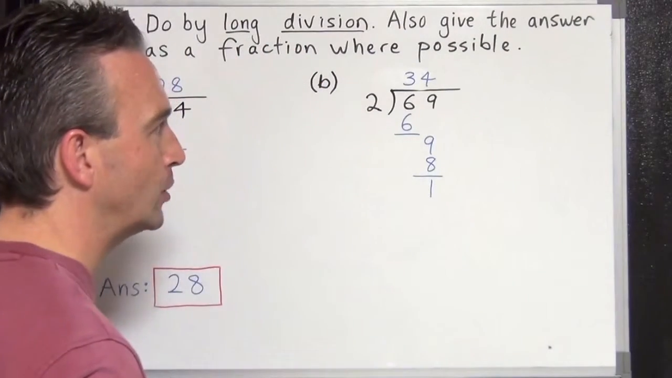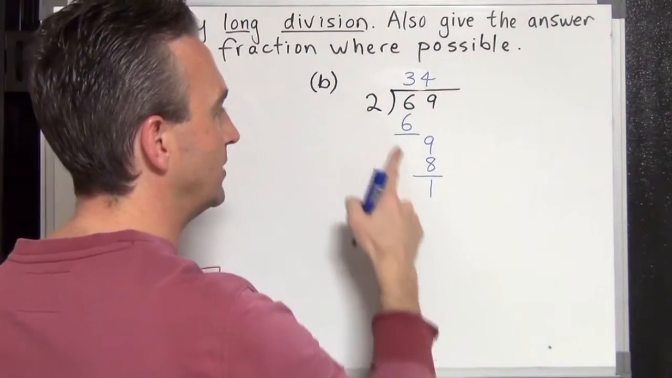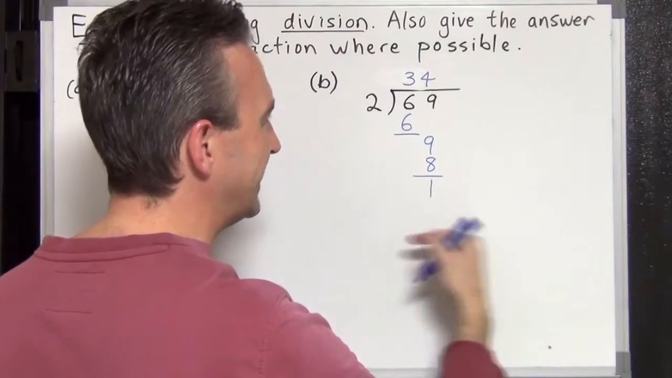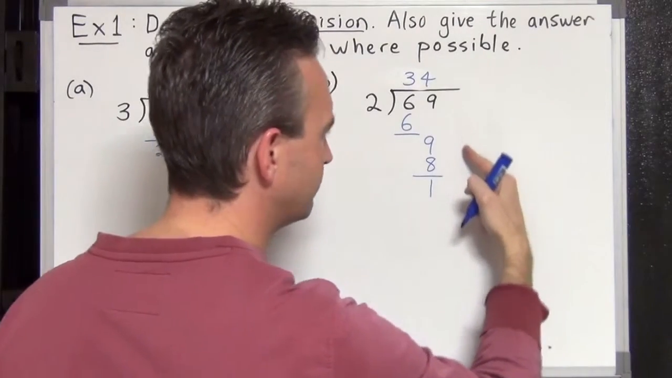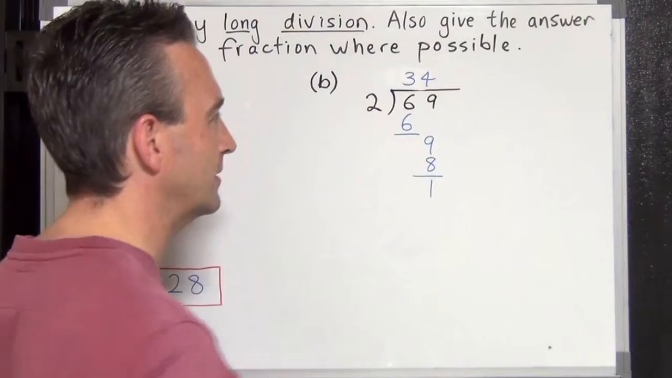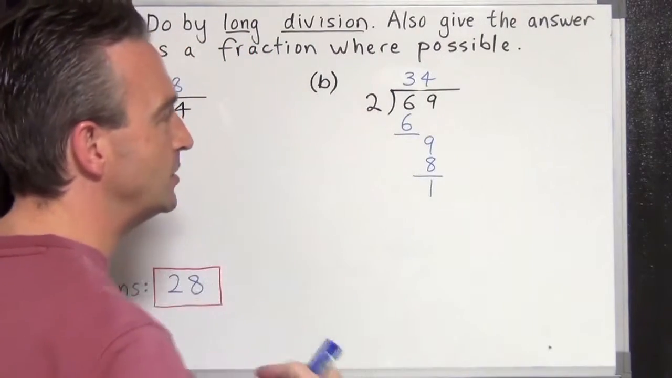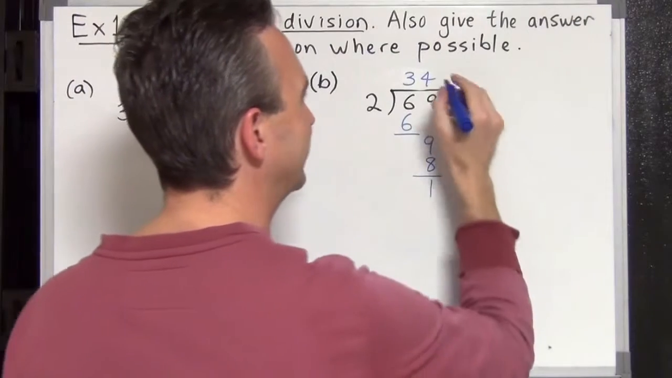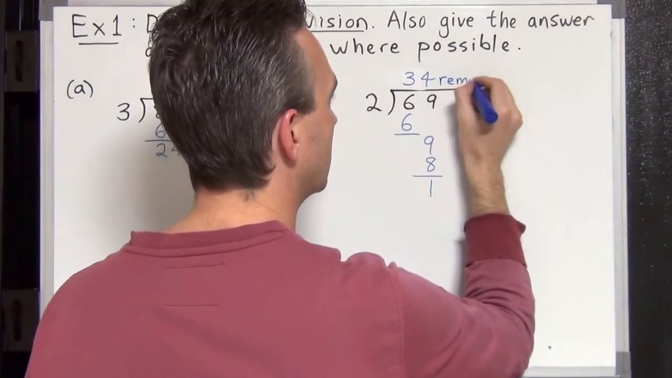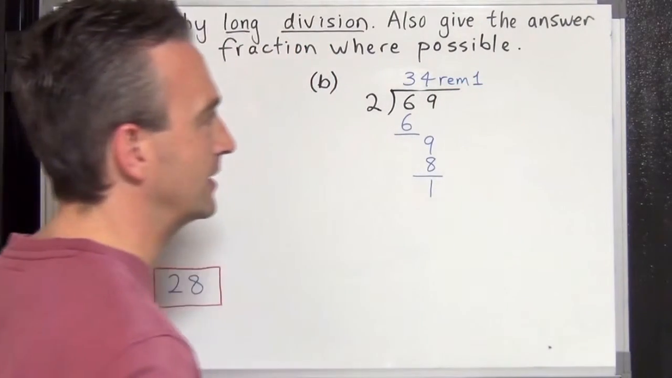And we then repeat the process. How many times does 2 divide into 1? Doesn't go, so we now bring down the next number. Oh, but there's nothing there to bring down. We're actually finished here. So 69 divided by 2 is 34, but we have 1 left over. And you can write that like that.